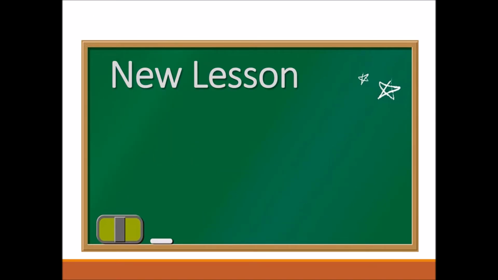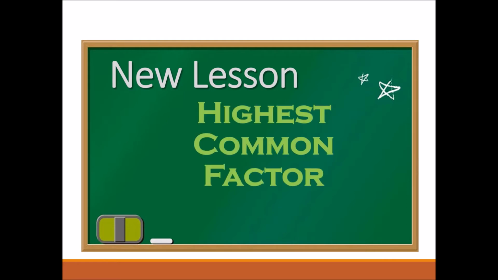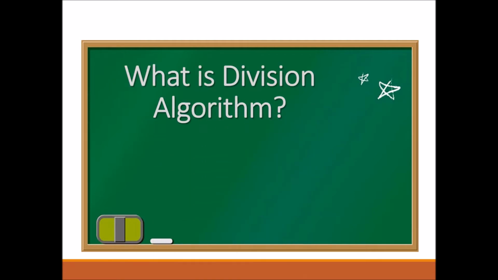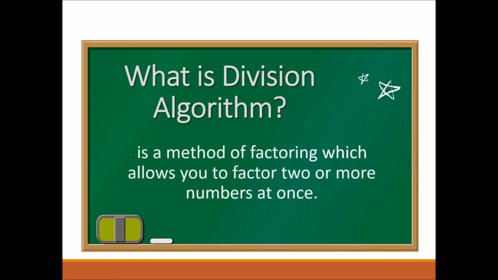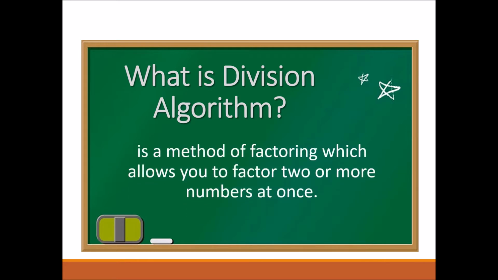Now let's proceed to our new lesson and let us find the highest common factor by using the division algorithm method. What is the division algorithm? The division algorithm is a method of factoring which allows you to factor two or more numbers at once.